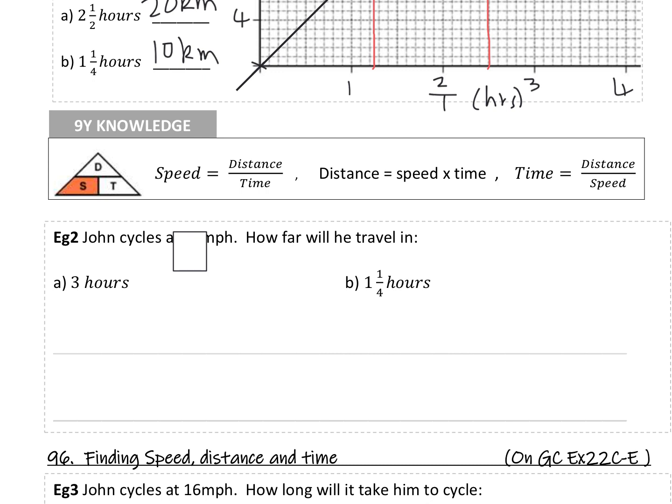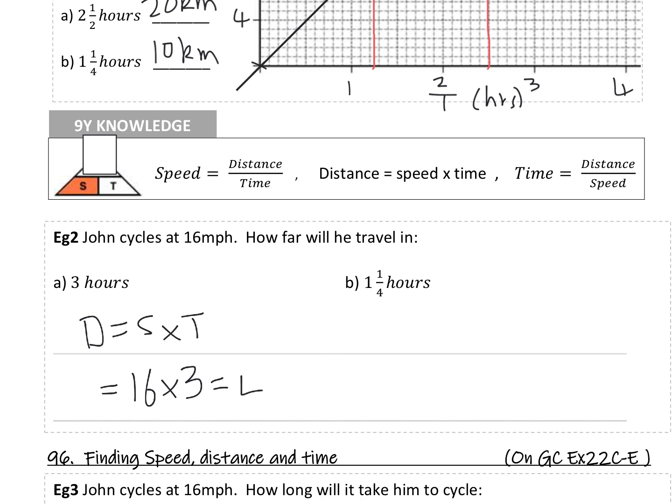In this case, we want to work out how far. We want to work out distance. So if we cover up the D, we can see we get ST. So distance is speed times time. So we can write out that formula for this one. Distance is going to be speed times time. The speed is 16. The time is 3. So that gives you 48. The units were in miles per hour, and the time was in hours, so that would give you miles.